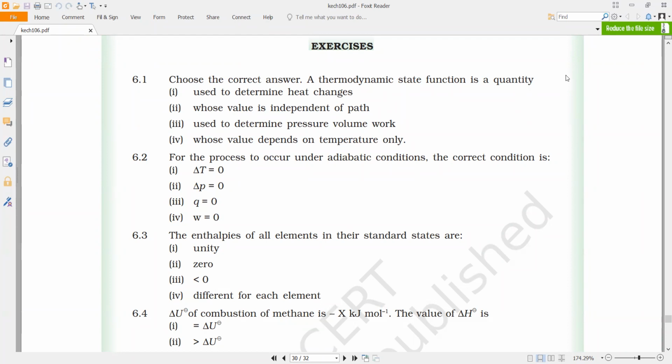Second. Second, whose value is independent of path, right? Whose value is independent of path. Okay.